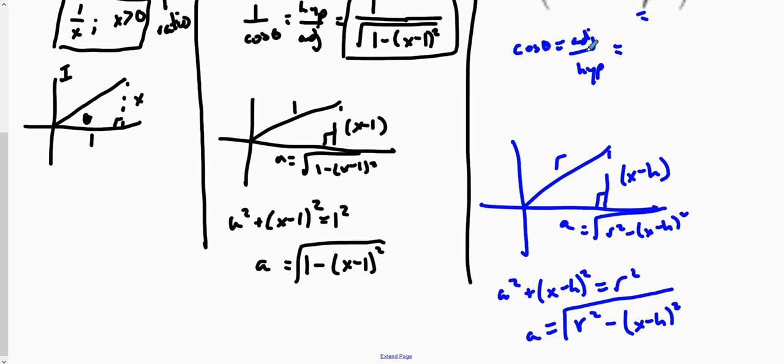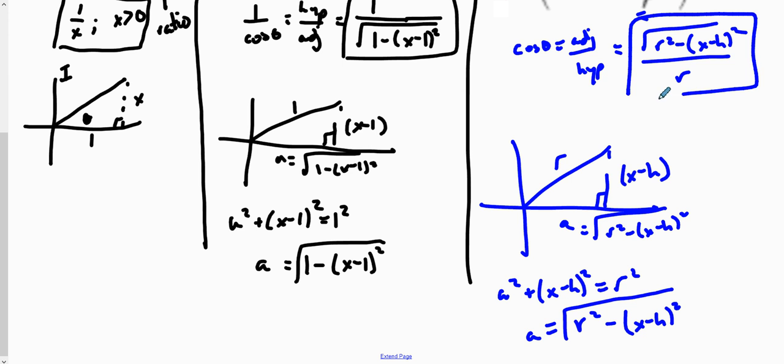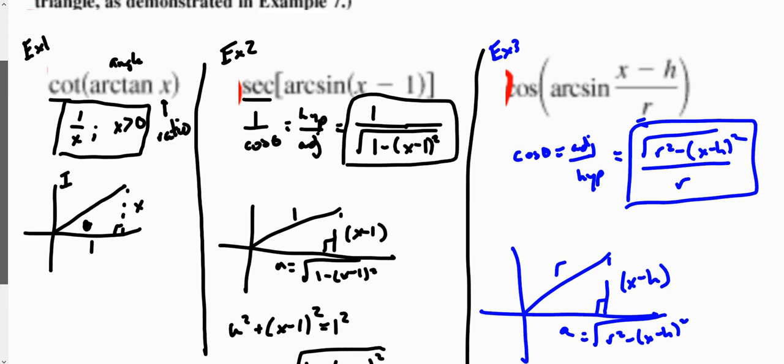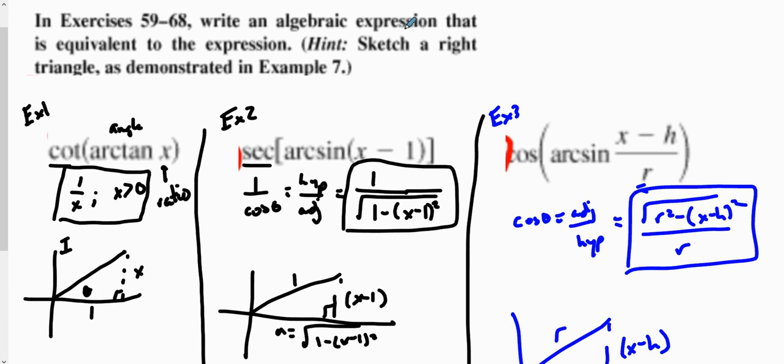Let's find our adjacent hypotenuse. Well, it's going to be the square root of r squared minus the quantity of x minus h squared, all over r. And that's how we do it. All right, we found our expressions. Right now we have the expression that is equivalent to the expression right here. We did that, and we can pat ourselves on the back.